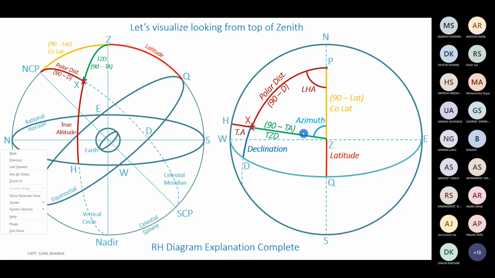If the declination is higher than the latitude, in that case the declination circle will pass north of Z, and if the declination is less than the latitude, the circle would pass south of Z.